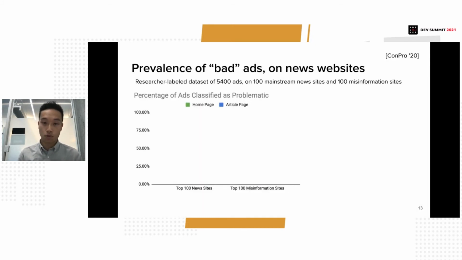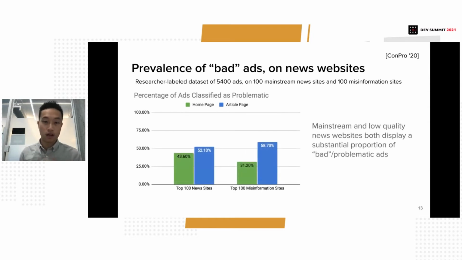Second, we'll look more at our researcher-labeled data set of ads. In here, we labeled 5,400 ads from 2 different types of sites, mainstream news websites and news sites labeled by fact checkers as misinformation, on our hypothesis that lower quality sites would have worse ads in terms of quality. And what we found was that bad ads are fairly common.